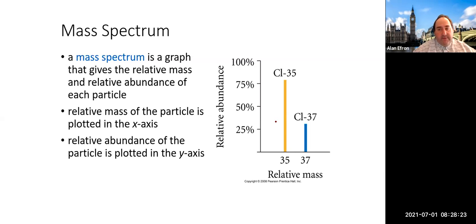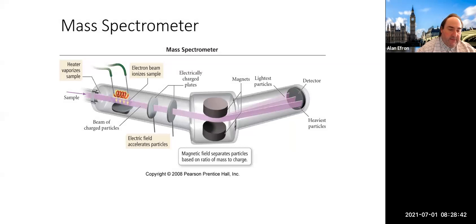Remember, it's experimental, so it may not be 100% on the nose, but should be fairly close. And we get the relative masses of each of these isotopes and their abundance, which come about through this process here. And here's a picture of what a mass spec looks like.